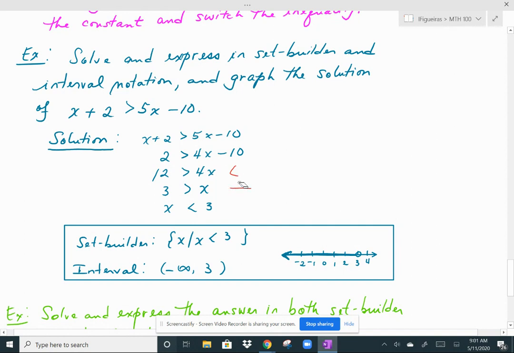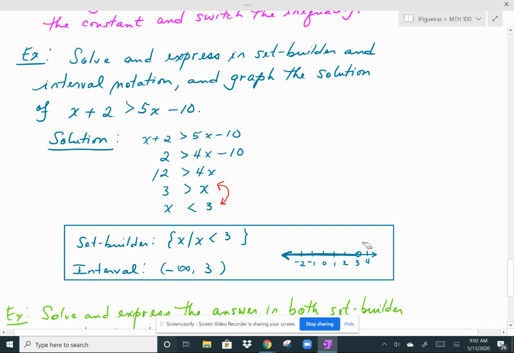But like I mentioned, you want to write the x on the left and the constant on the right. So when you do that manipulation, the x and the 3 switch places, but so does the inequality. The greater than turns into a less than symbol. So in set builder notation, it's the set of all x such that x is less than 3. In interval notation, it's from negative infinity to 3. And in terms of the number line, you want to shade to the left of 3, but not include the 3, so you put an open circle there.